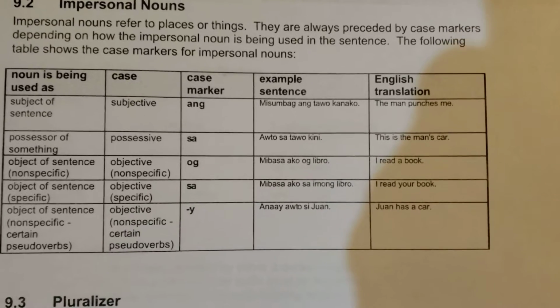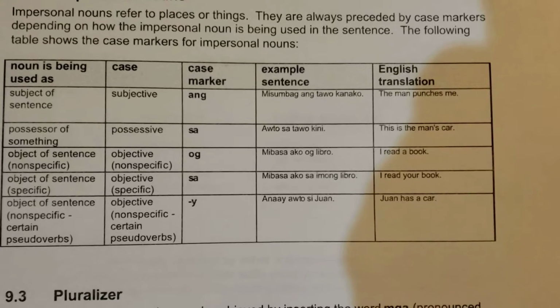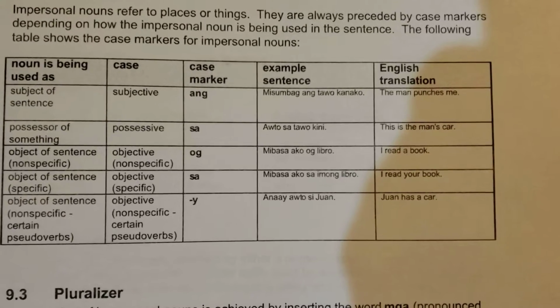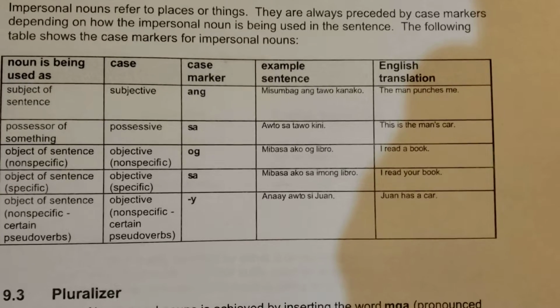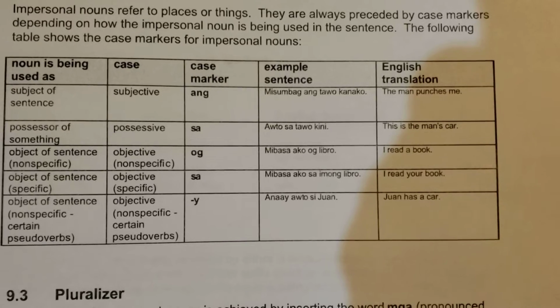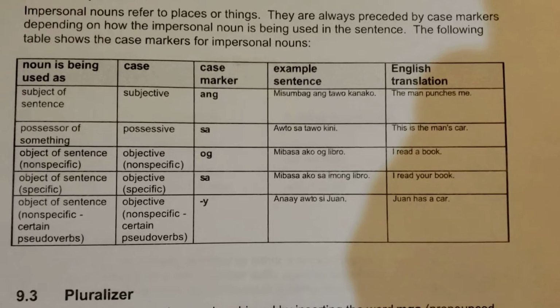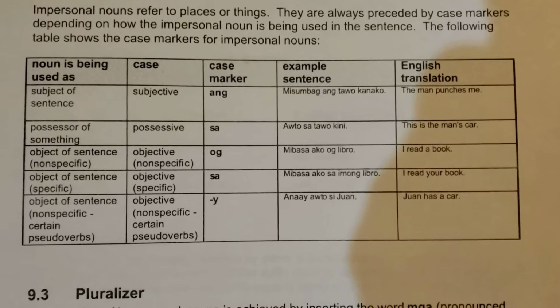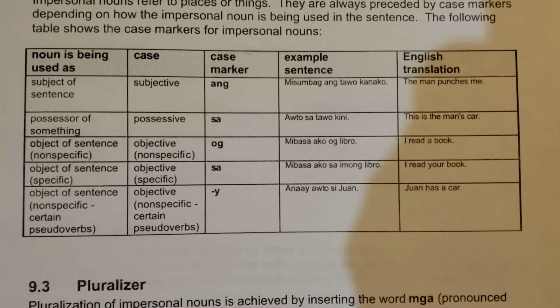The second one: this is the man's car. Auto sa tao kini. We're using sa as a case marker. In this case, we're using possessive because this is the man's car. Sa tao kini. The possessor of something will use the case marker sa.